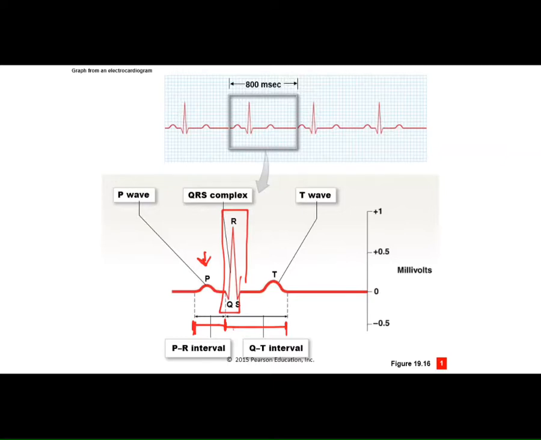So why is it called the P to R interval when it's really Q? Isn't it lovely and confusing? Okay. So the P to R interval is not P to the R, it's not the beginning of the P to the top of the R. It's the beginning of the P to the beginning of the QRS. I know. Don't shoot me. I don't know, but you're right.